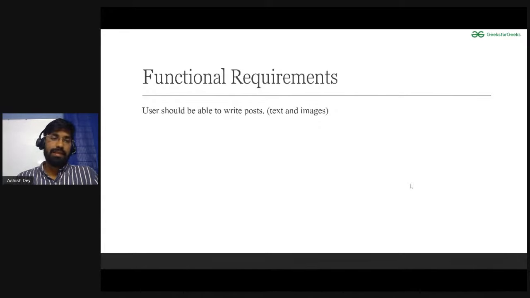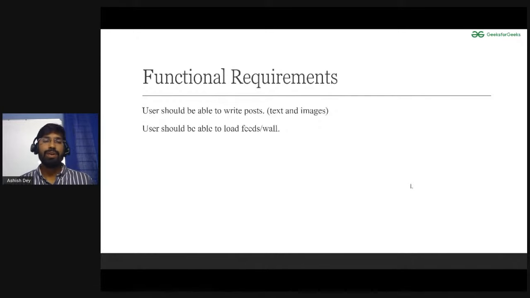So this is the first requirement. Second is that the user should be able to load feeds. That's certain, whenever we are logging in, we should be able to see how our feed looks, what the posts made by our friends are. So that's very common, right?